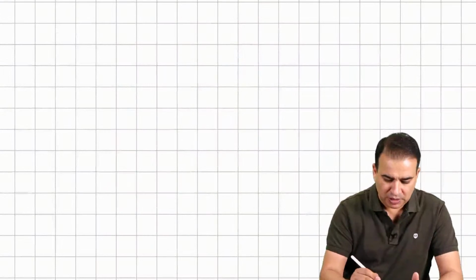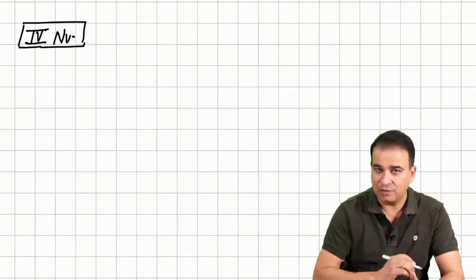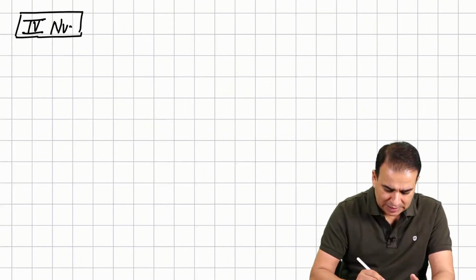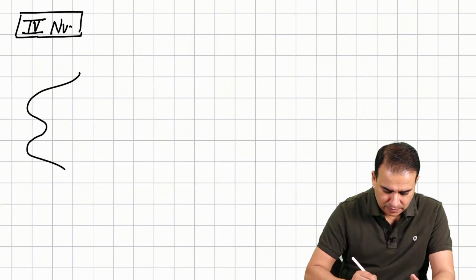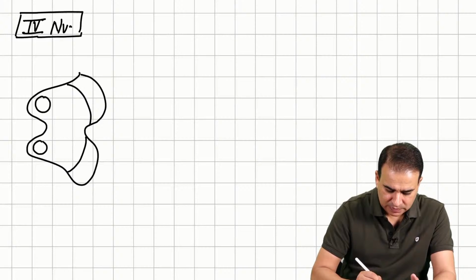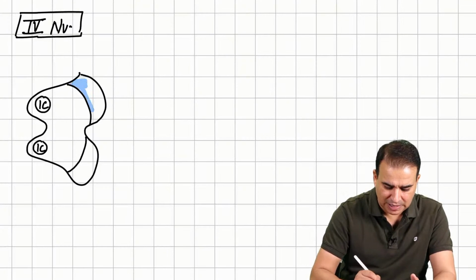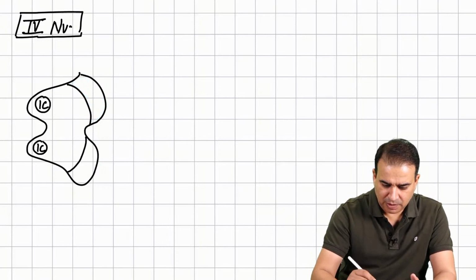So let's talk about the fourth nerve, or the trochlear nerve. The origin of the fourth nerve, we know, is at the level of the inferior colliculus. So once again, guys, this is the transverse section of the midbrain, but this time we are taking a transverse section at the level of the inferior colliculus. I'm writing IC there as inferior colliculus. Rest everything is the same. We are still looking at these peduncles, that is the cerebral peduncle.